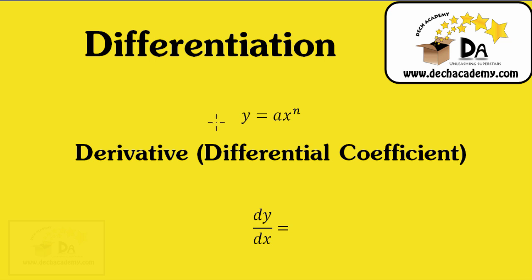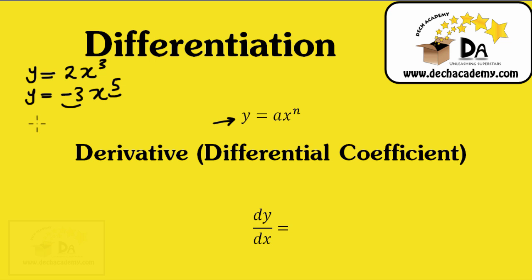Examples of functions that take this form are as follows: y equals 2x to the power of 3. In this case, you can see that the coefficient of the variable is 2, so a is 2 in this case, and n, the index of the variable, is 3 in this case. Another example, minus 3x to the 5. In this case, a is equal to -3 and n is 5.